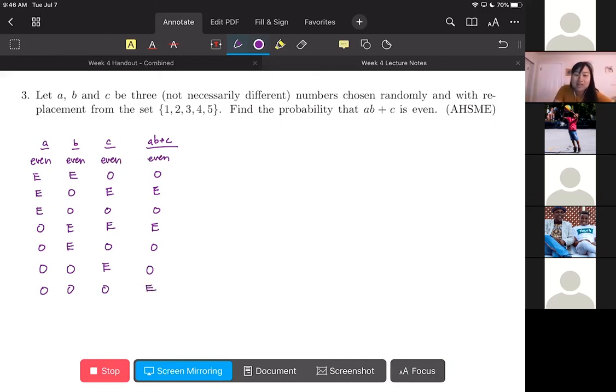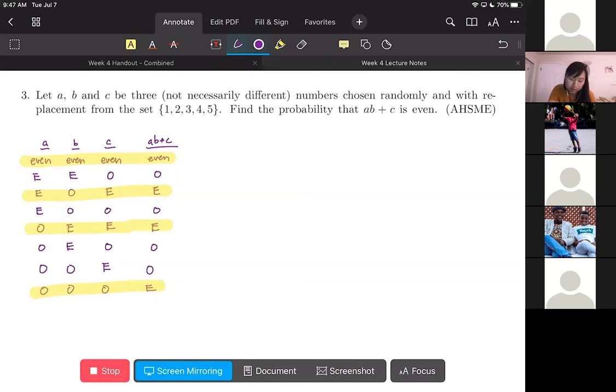Did I get all the cases? I think you missed one even for A. Which one did I miss? No, I don't think you missed any. I think I got all of them. Oh, that's the first one. Okay, then that's it.